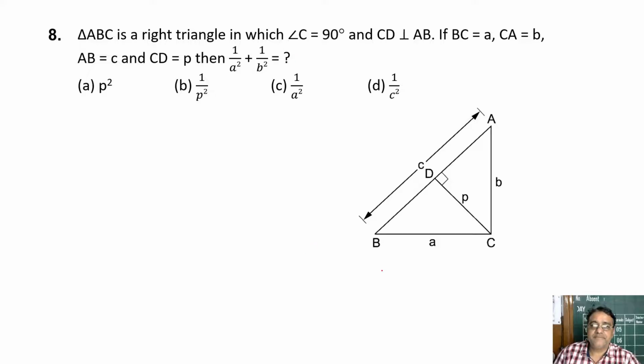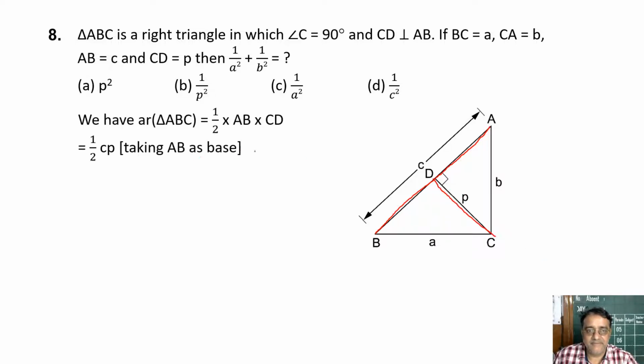So first of all, see how you have to start. What is the area of this triangle? Half into base into height. Okay. Now if you are going to take base AB, so altitude will be CD. In that case, what will be the area? Half into base into height. Half into AB, that is c, into CD. Half into c into p, right? When we are going to take AB as a base.